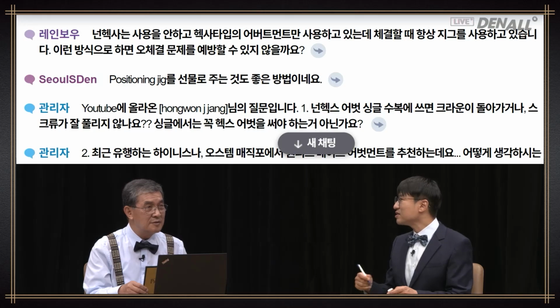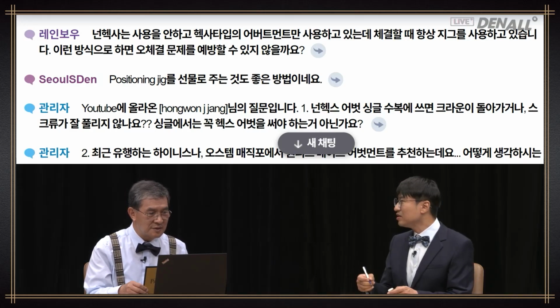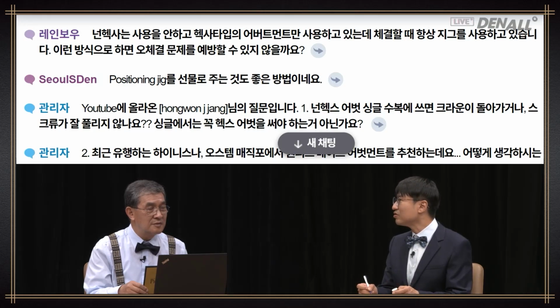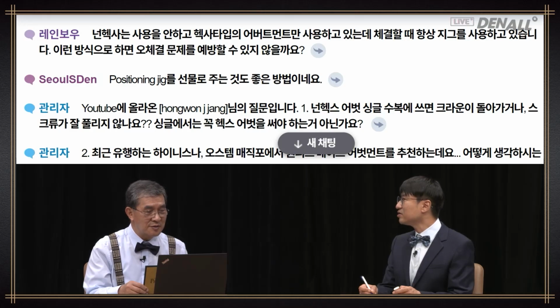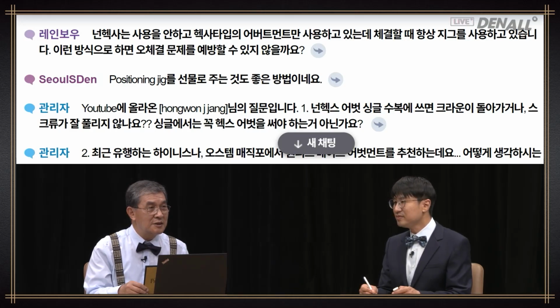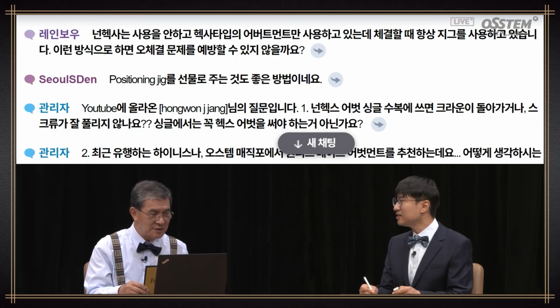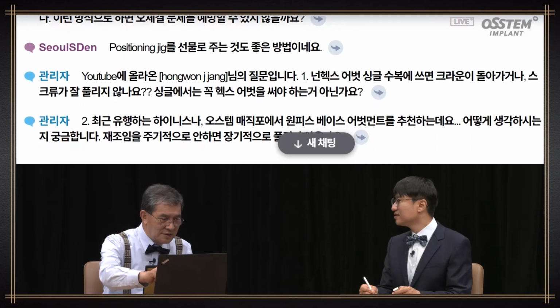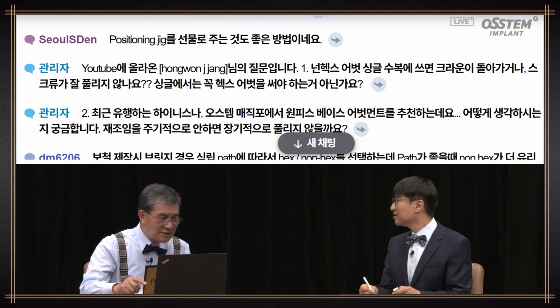If you use hex abutment with a jig, it can be quite risky, because if the impression taking is very accurate it doesn't matter, but there can be a little bit of deviation in the jig. So for hex abutment, I prefer not using a jig because you can get more tactile sense. I connect without a jig because the jig comes from the lab. If I use hex abutment, I don't think I'll use a jig. Giving a positioning jig as a present is a good idea.